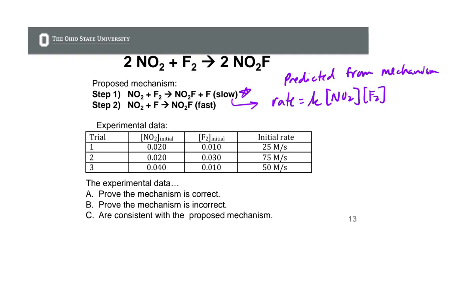Now, let's go back and recall how we do our method of initial rates. And let's determine the rate law based on that method. So if you recall, if we want to determine the order with respect to NO2, we're going to change the concentration of NO2 and hold the concentration of the other reactant F2 constant and see what happens to the rate.